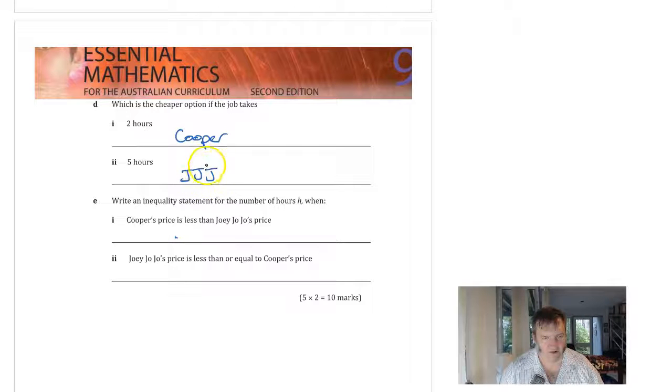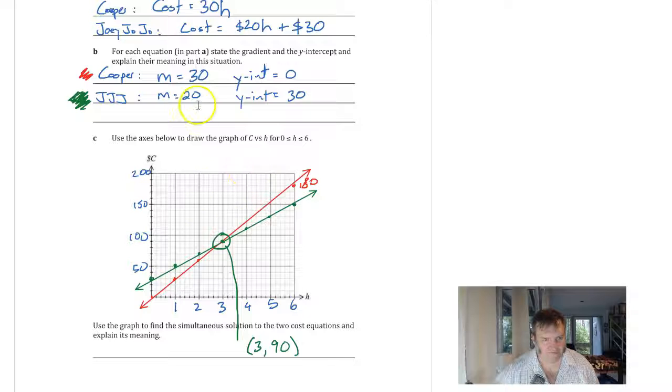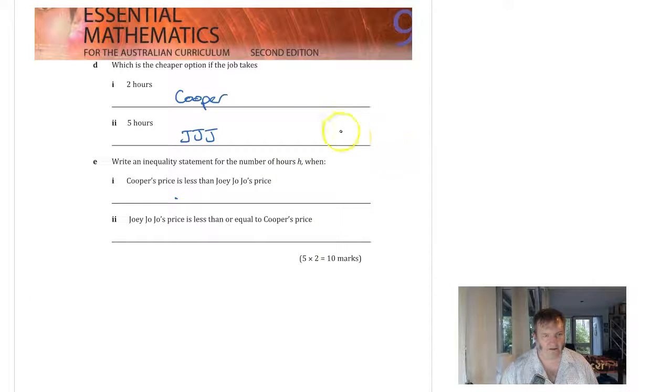Which is the cheaper job if it takes 5 hours? You can see at 5 hours, it's now Joey Jojo that is cheaper. And it'd be really nice if you actually worked out the differences there. So after 2 hours, what was Cooper's? I'll stick 2 in the equation and it's 60. And the other one, Joey Jojo, 2 hours would be 40 plus 30 would be 70. That was $60 versus $70.